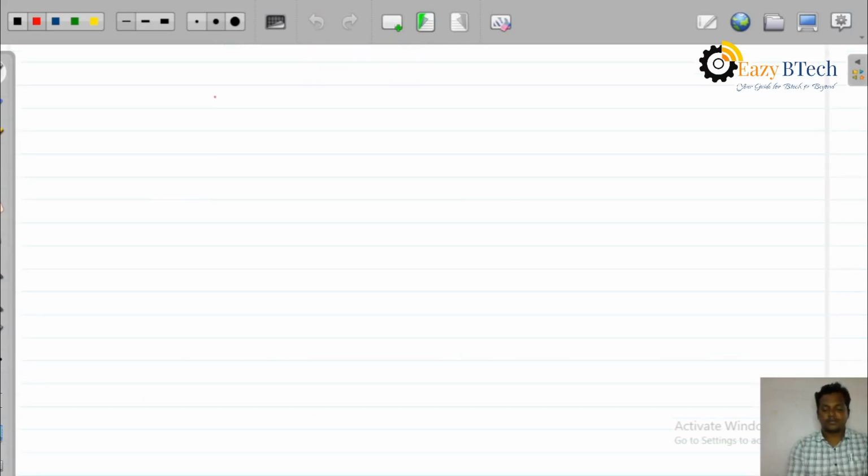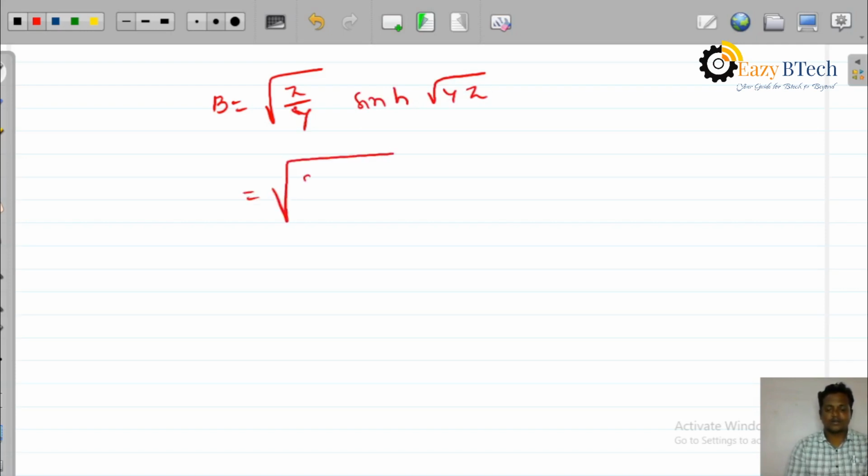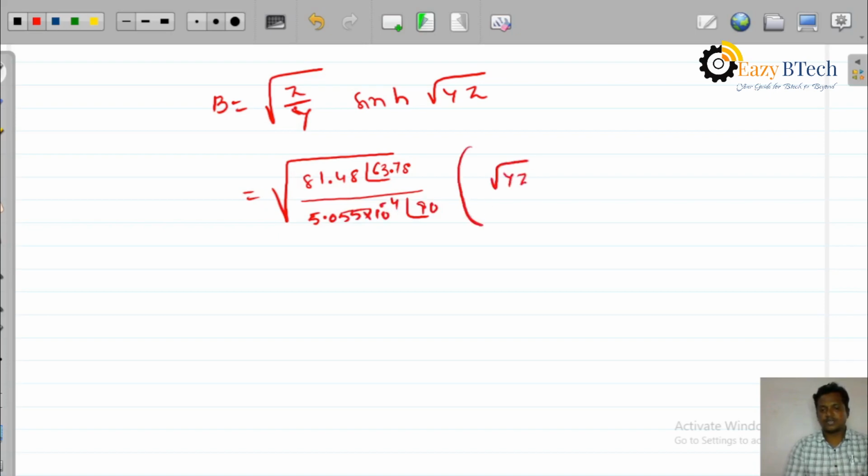Now B equals what? What is the formula for B? B equals root Z by Y into sinh root YZ. The Z by Y, we know the Z value 81.48 at an angle 63.78 divided by 5.055 into 10 power minus 4 at an angle 90, into root YZ plus YZ in power 3 by 2 divided by 6.